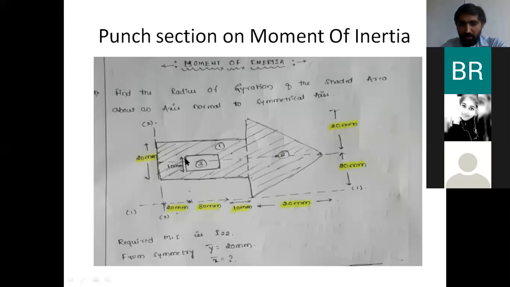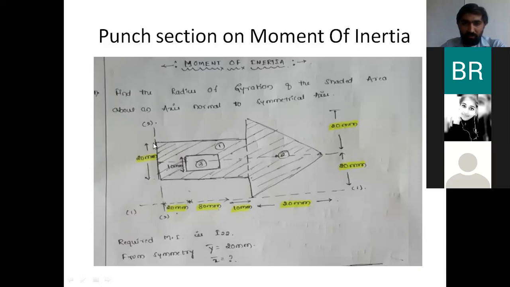So along the width, that will be 10 mm, and the length will be 30 mm. So 10 by 30 will be the unshaded portion, that will be the punched section. Out of this entire rectangle, this will be the punched section, that is what we have, right? So now, what are all the dimensions we have?